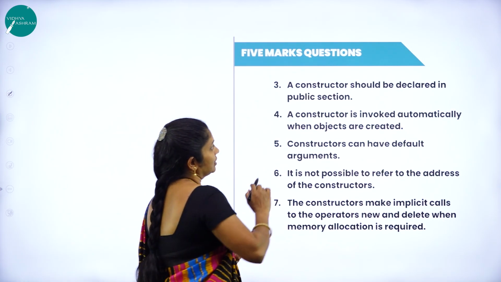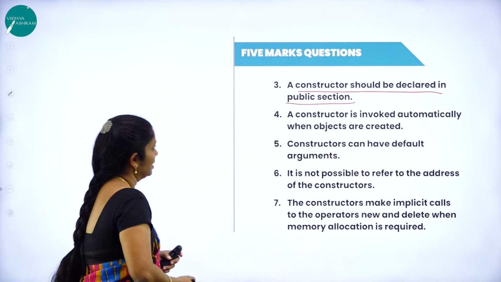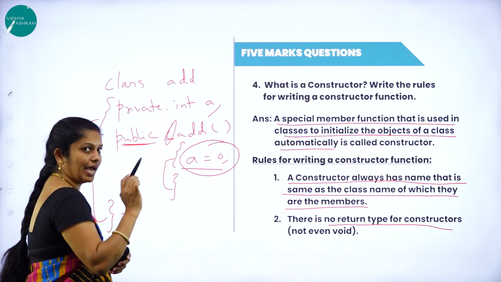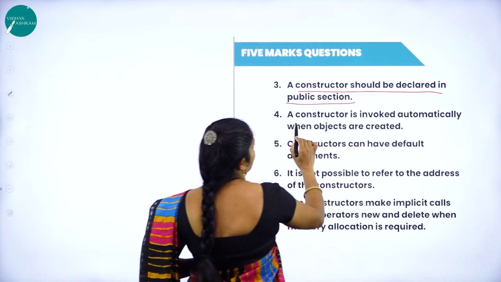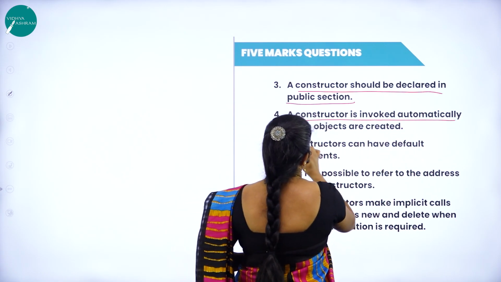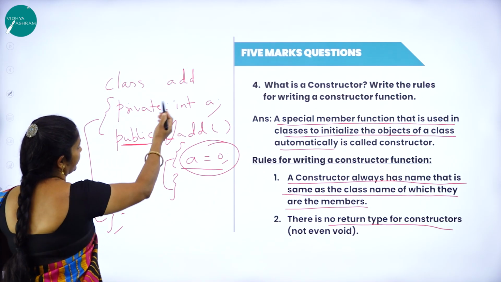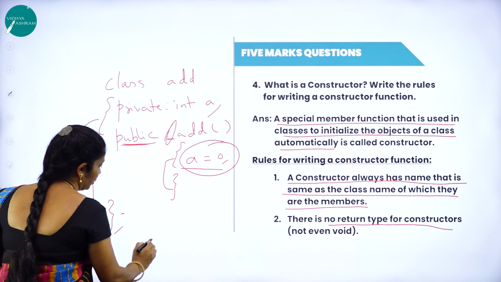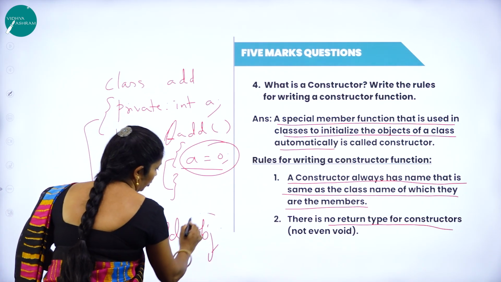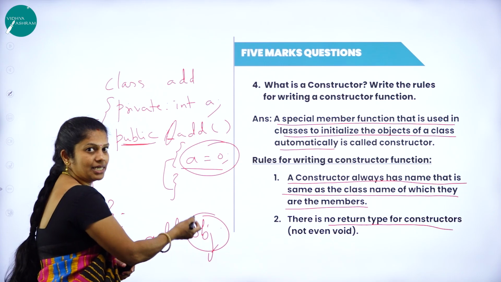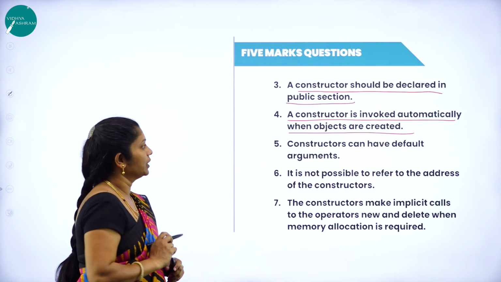Then a constructor should be declared in the public section. Observe here, compulsorily, it has to be declared in the public section only. Then a constructor is invoked automatically when objects are created. In this program, add is the class name. When I create an object, for example an add object, then automatically this constructor function will execute.